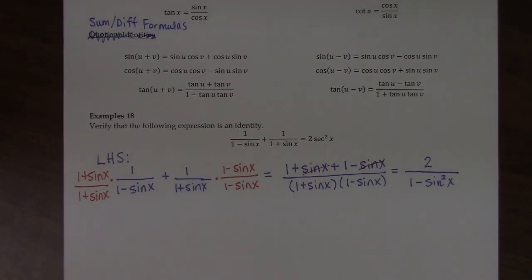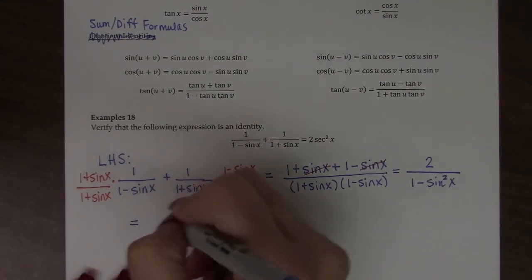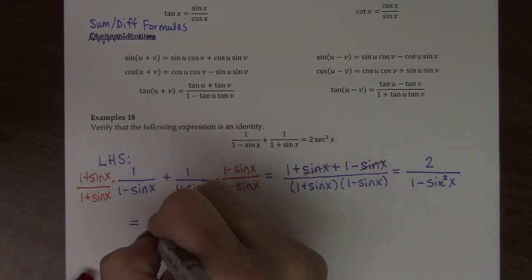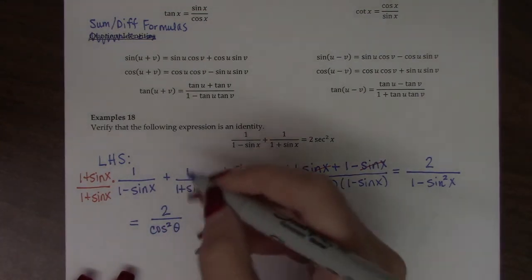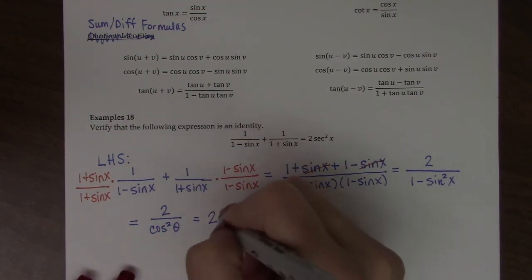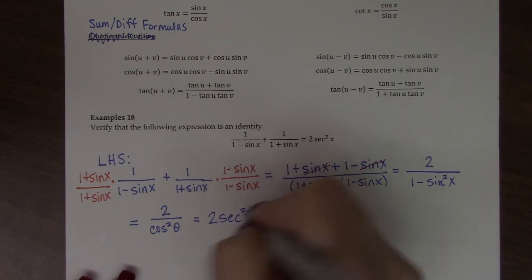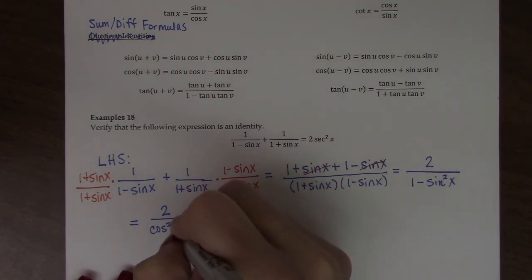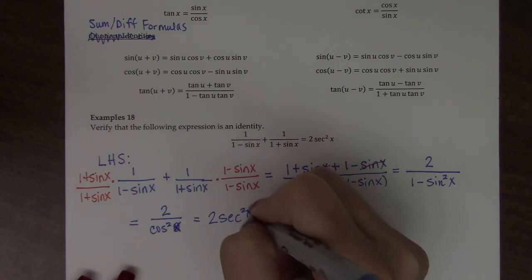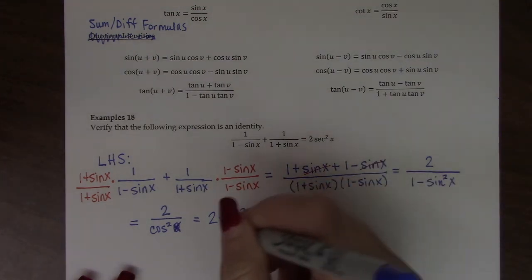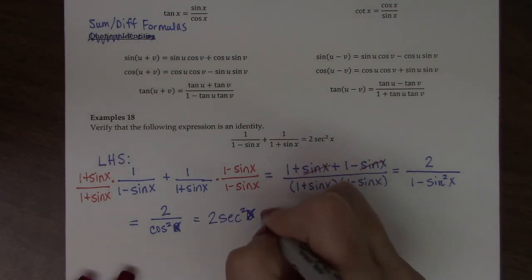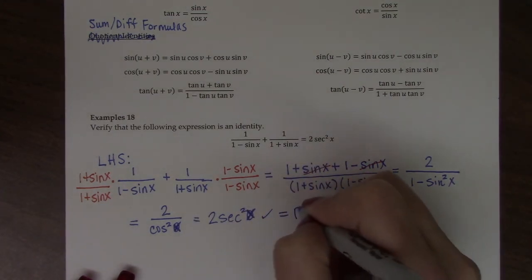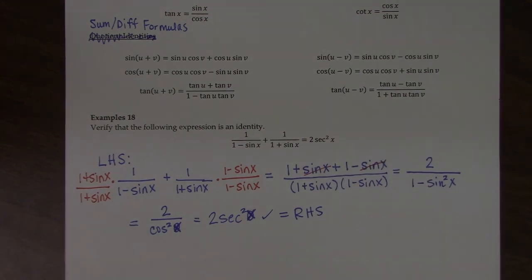Now I can say that this is equal to 2 over cosine squared. And I know 1 over cosine squared is secant squared. Oh, I changed my variable accidentally. This should be an x. This should be an x. The minute I get this worked out to match this, I'm done. And that equals the right-hand side. So I know I've verified it.